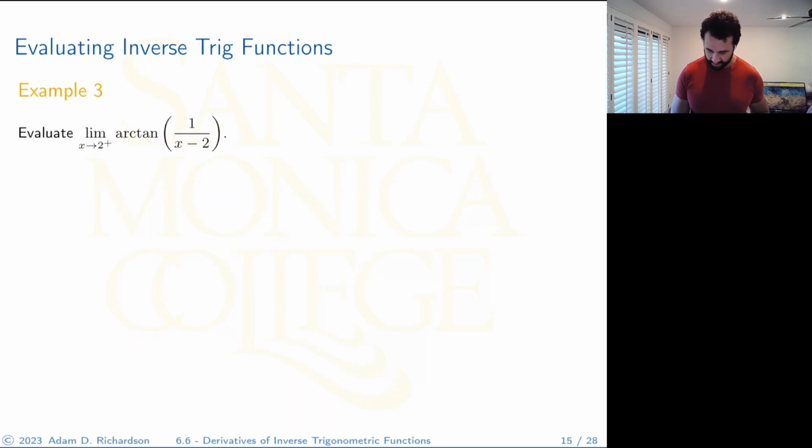All right. Okay, next example. What is this limit? Okay, so ponder this one on your own and we'll do it together. What is the limit as x approaches 2 from the right of arctangent of 1 over x minus 2?